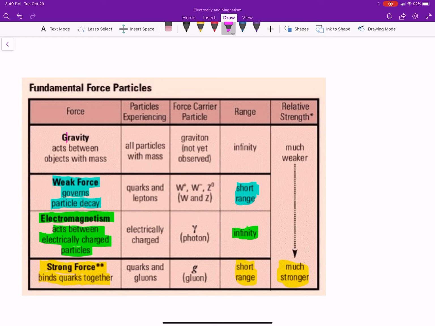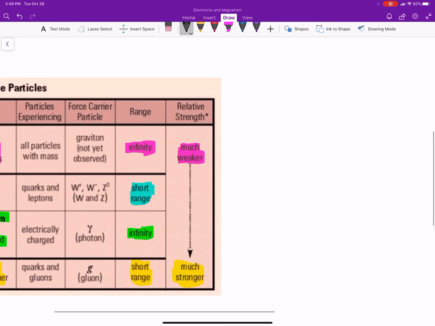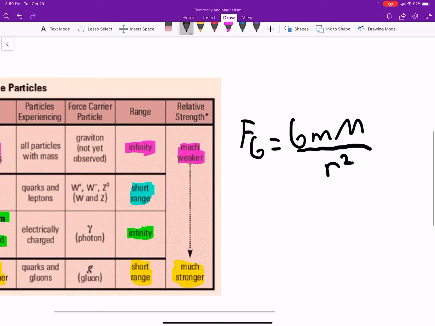The next one is gravity, which acts between two objects with mass. Now this one's really, really weak. And like electromagnetism, its range is infinite. If you remember, the force of gravity is big G, little m, big M over r squared, where G was 6.67 times, I think it was 10 to the negative 11th. I don't remember exactly, but something like that.